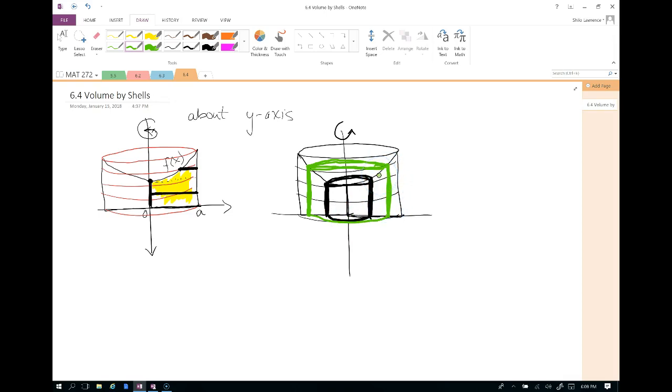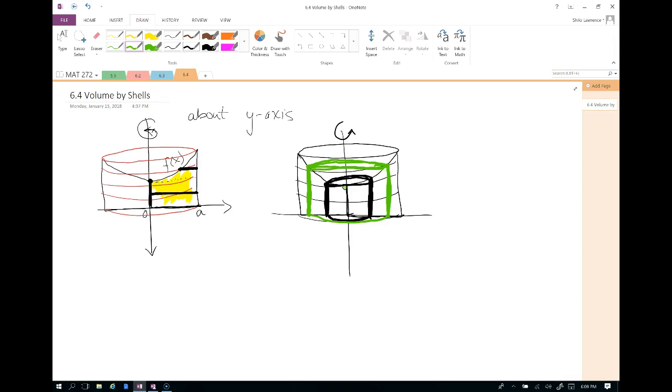So with volume by shells, what we're really doing is we're going to take our solid that we've created and we're going to slice it up three-dimensionally into these cylinder shapes, these really, really thin-walled cylinders, kind of like soup cans. If you imagine taking the top and bottom off the soup can. Some of the soup cans are short and fat, some of them are tall and skinny, or vice versa, depending on the function that you're using. And then we nest them all back together to create the solid.